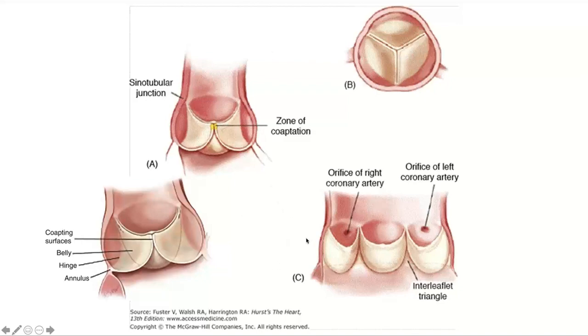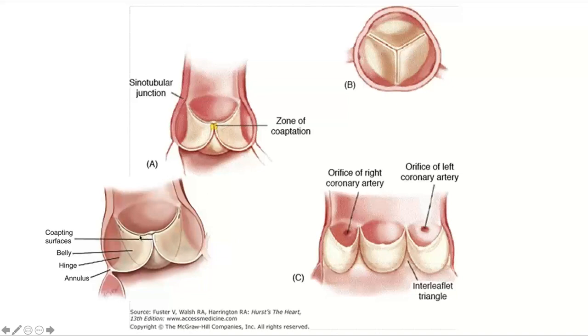When you look at a cross-section of the view, you can see these little fibrous ridges called lineae that terminate in these little nodules called nodules of Arantius. And they come together in this fashion with the hinge belly coapting together to produce this peace symbol or Mercedes-Benz logo as a closed valve.